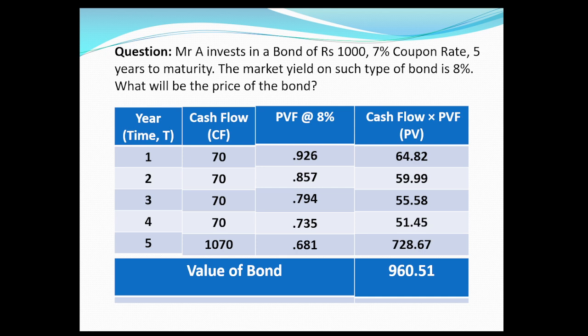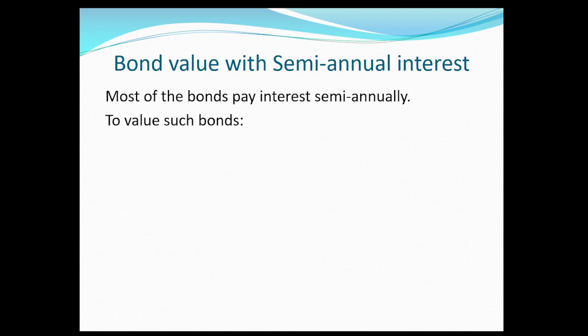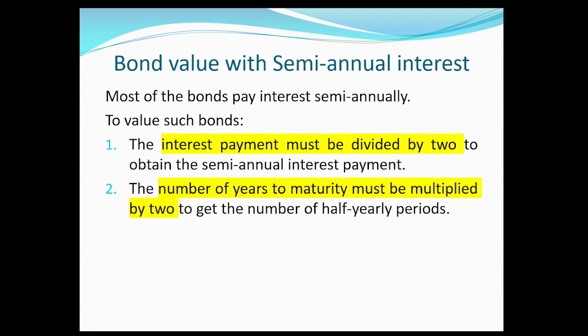Now let us do one more question in which the company is paying bond interest semi-annually, because most of the bonds pay interest semi-annually. So what will we do in this case? To value such bonds, number one, the interest payment must be divided by 2 to obtain the semi-annual interest payment. So if we are getting 70 rupees in 1 year, then in the semi-annual case, we will get 35 rupees after every 6 months. Number 2, the number of years to maturity must be multiplied by 2 to get the number of half-yearly periods.